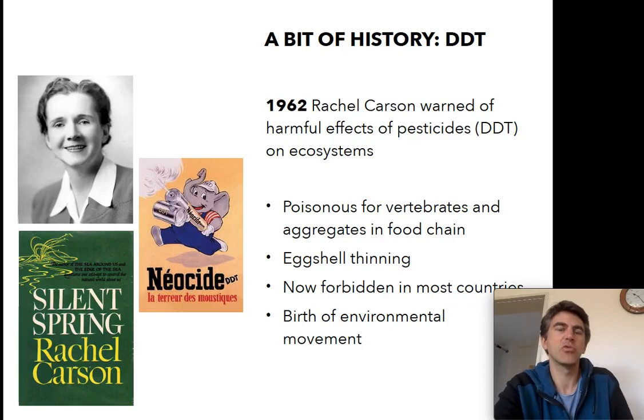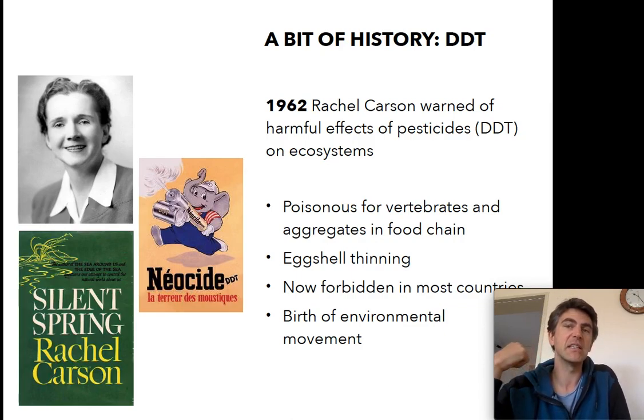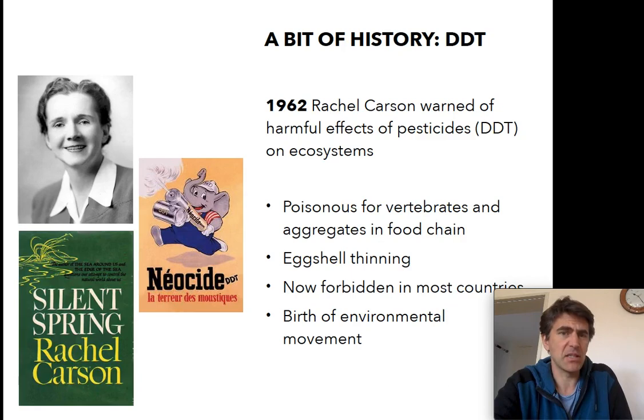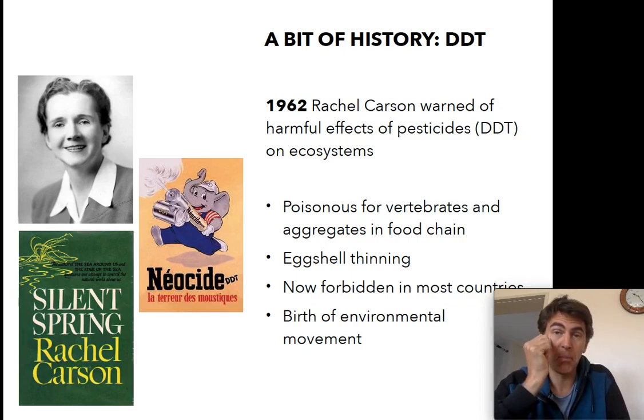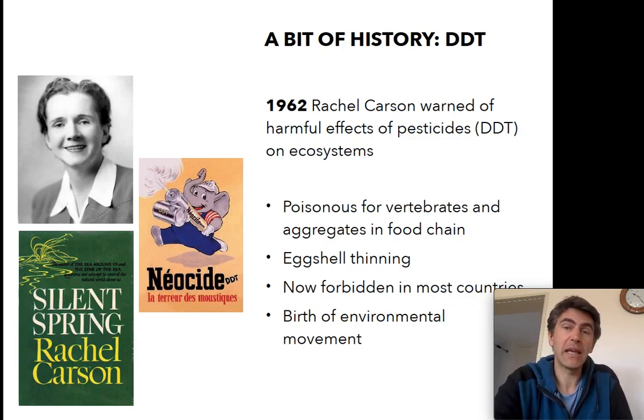In 1962, Rachel Carson published a book that was going to be critical in the birth of the environmental movement. The book Silent Spring. In Silent Spring, she warned that we would have a silent spring, meaning a spring without the sound of birds, if we continue to use the pesticide DDT the way it was being used. DDT is a pesticide that was poisonous for vertebrates and especially caused eggshell thinning in birds. So as a result, when birds were trying to brood their eggs, the eggs would actually break, and of course then you have no offspring.